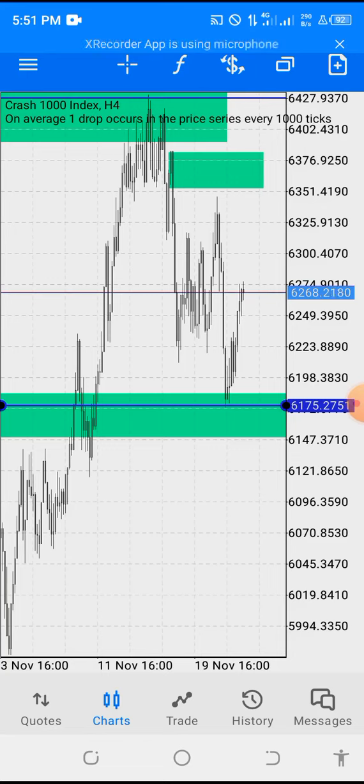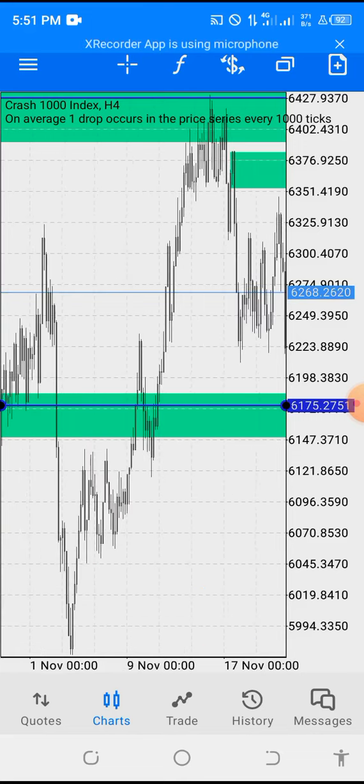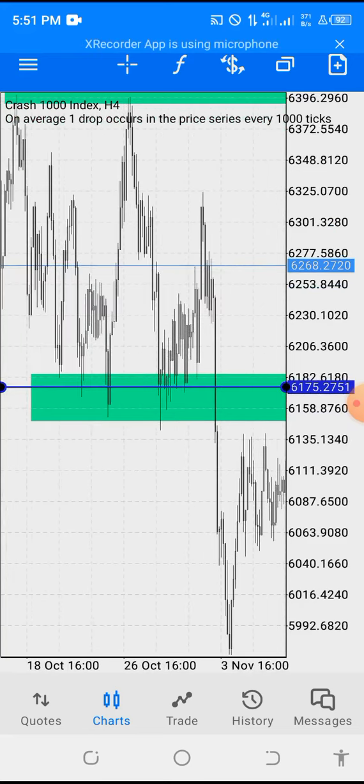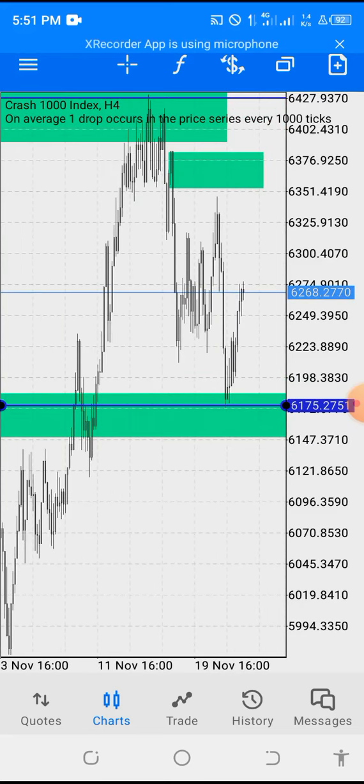We have marked out the highest and the lowest point price reached, and we have marked our supply and demand zone. So what you want to do is wait for price to reach one of these key levels. Don't keep trying to catch spikes or the little movements on crash and boom. Just wait for price to reach one of these key levels. Then you can place your buy with confidence. You can place your sell with confidence.